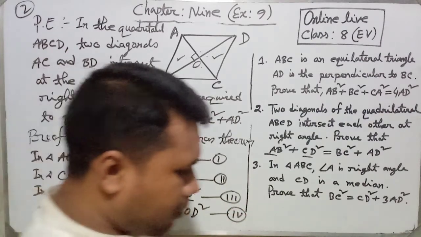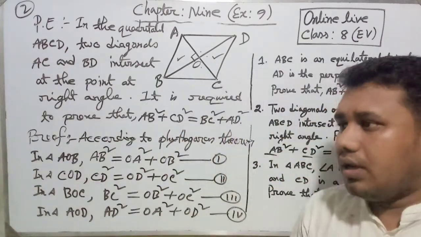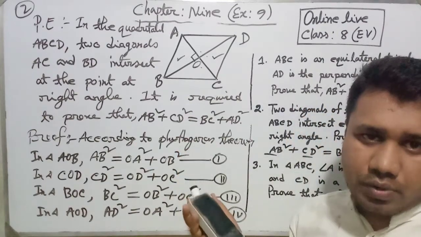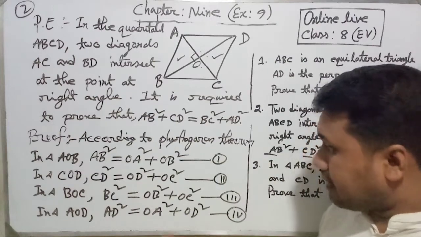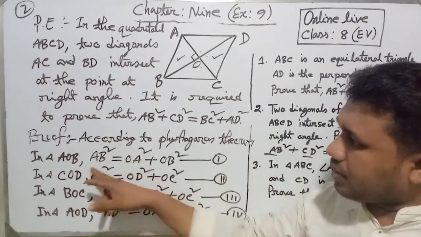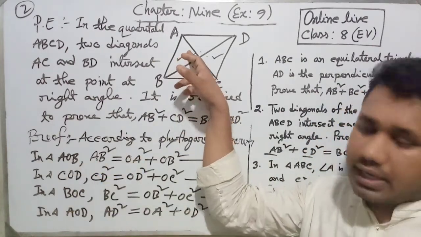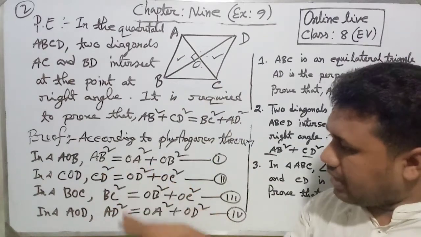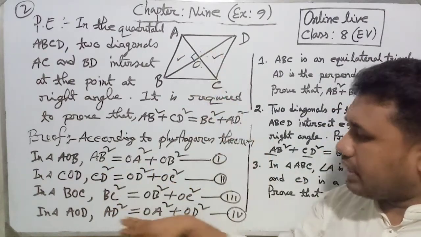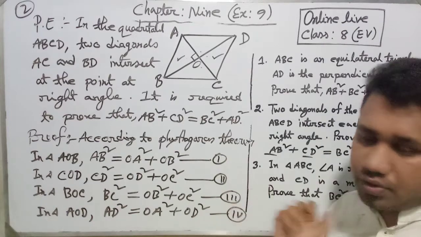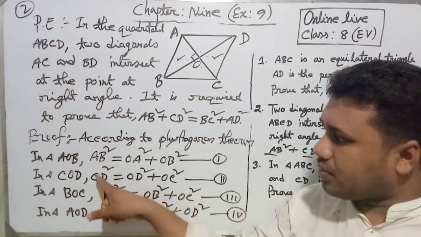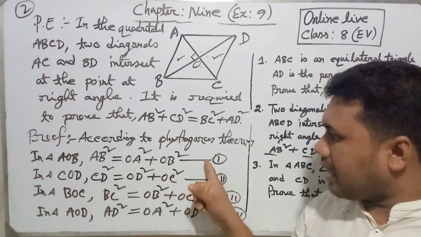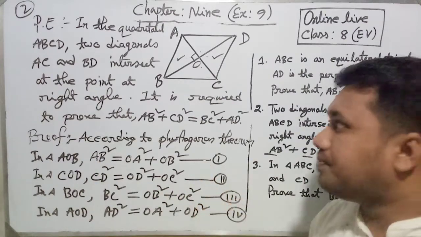So dear students, according to our Pythagoras theorem, we know hypotenuse square will be equal to the sum of squares of the other two sides. Now in triangle AOB, for right angle triangle, we can write this. Similarly, for these 4 right angle triangles, we can write equations 1, 2, 3, 4. Now dear students, we have to prove that AB square plus CD square. Look, AB square, this CD square. So we have to add equation 1 and 2.